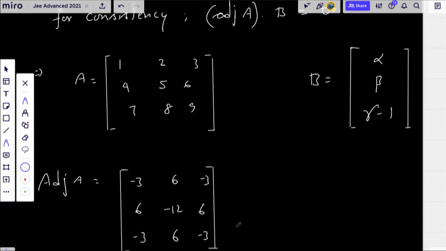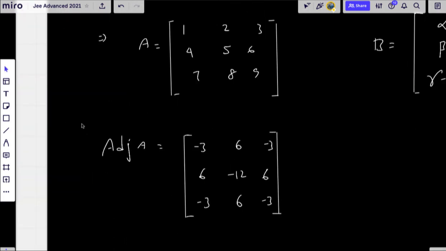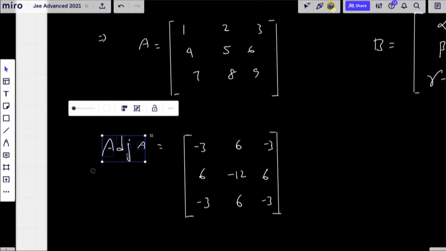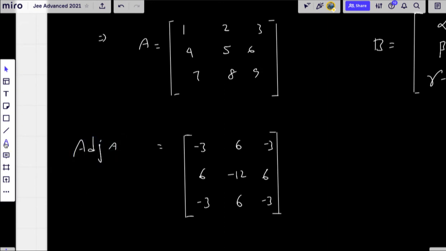That you will get minus 3. And that is B. For B, that is this one. So we have to find adjoint of A into B. So we can write like this: adjoint of A, let me write B here also. So multiplying with this B, adjoint of A into B matrix, that is called B.